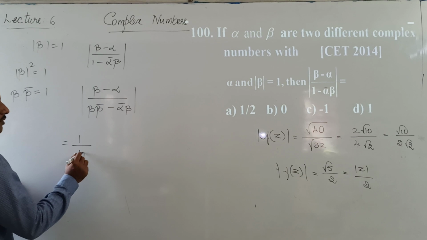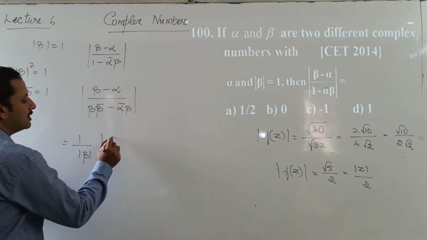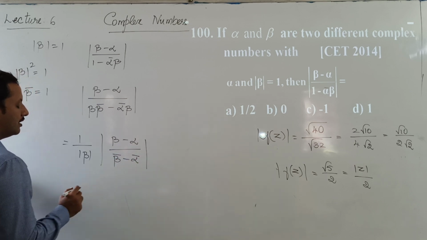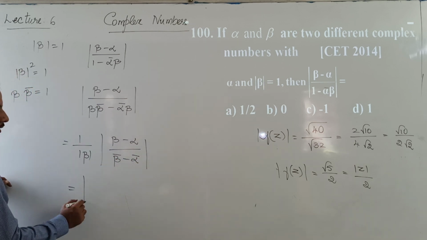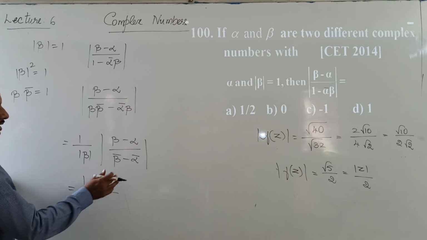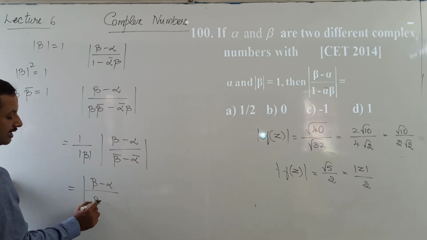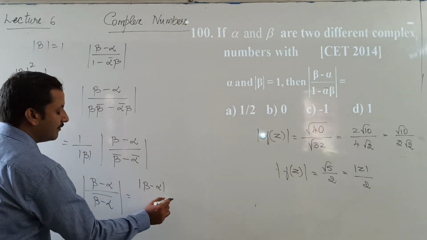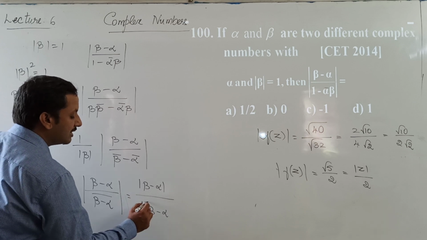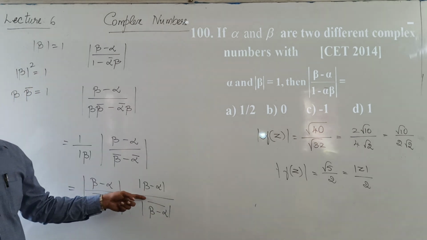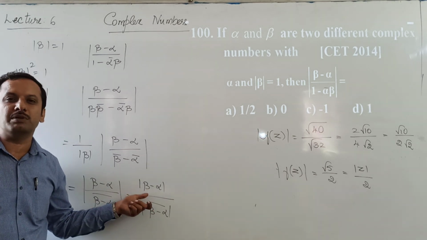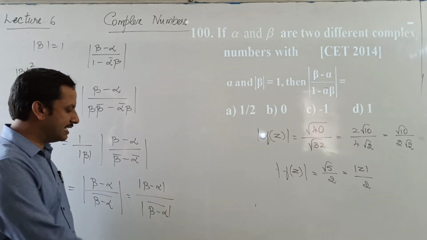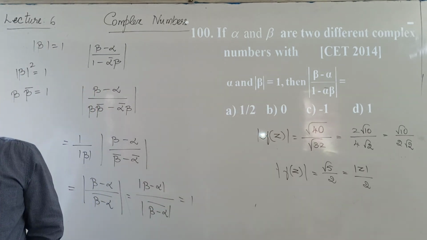When I take it outside, you get mod beta into modulus of beta minus alpha divided by beta bar minus alpha bar. Mod beta is 1. Together I can write the denominator as beta minus alpha whole bar. That's equal to mod of beta minus alpha divided by mod of the conjugate. These are conjugates of each other, and when two complex numbers are conjugates, their modulus remains the same. So they cancel, and the answer is 1.